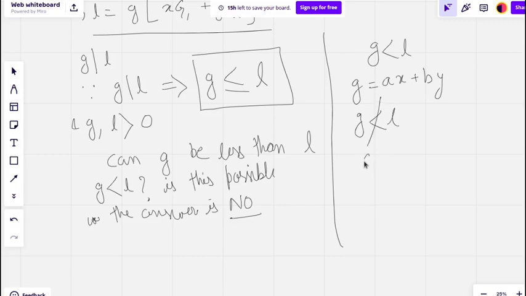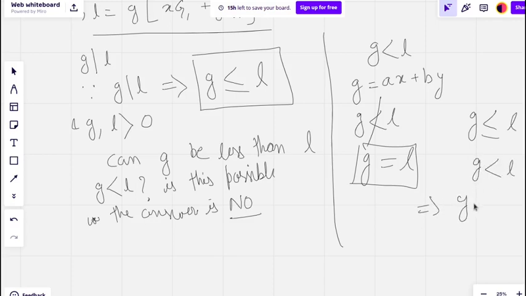So what does it leave us with? It leaves us with G equals L, because remember G was less than or equal to L. Now we know G is not less than L, hence G has to be equal to L. That is how we prove that G equals L equals AX plus BY, and this G is the GCD of A and B.